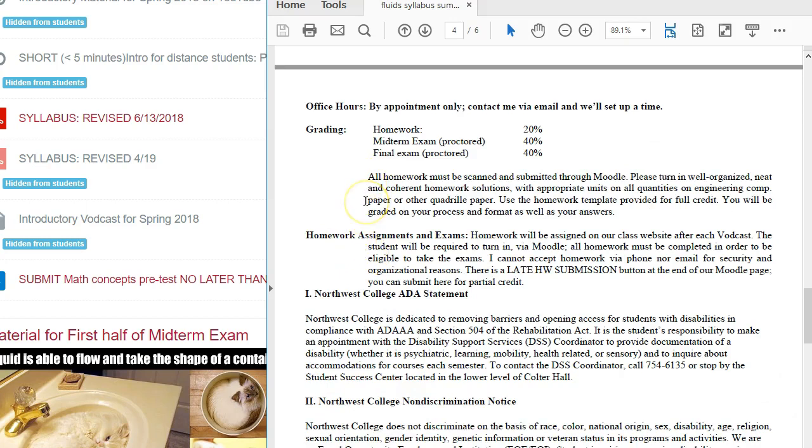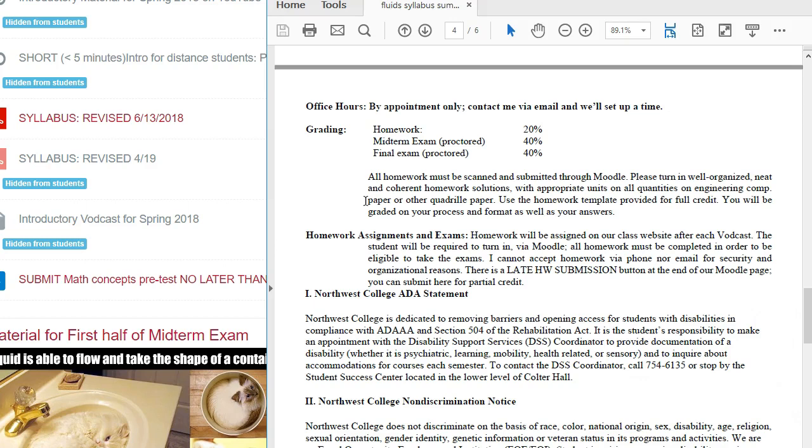Now, it's very important here. It says all homework must be scanned and submitted through Moodle. I will show you how to turn in the homework. I have a homework template posted to our Moodle page, so I'll show you what I want it to look like. I just cannot accept emailed or handwritten or texted homework. It has to come in through Moodle.